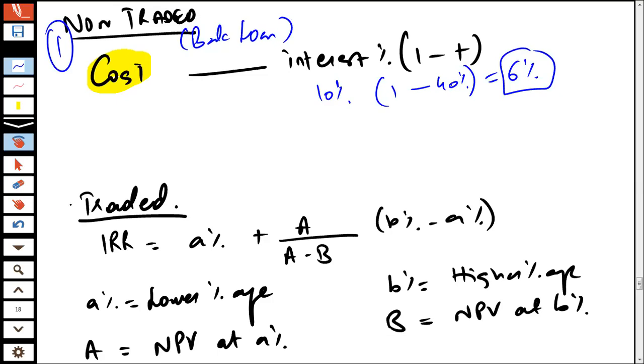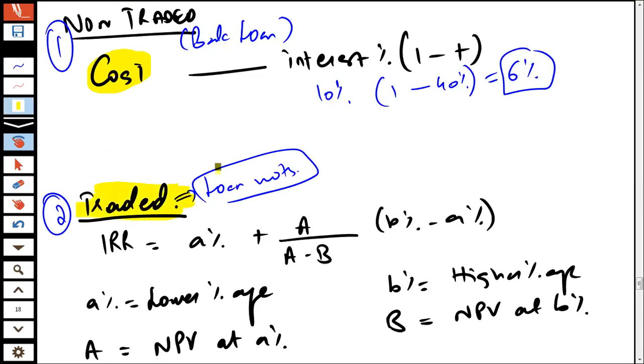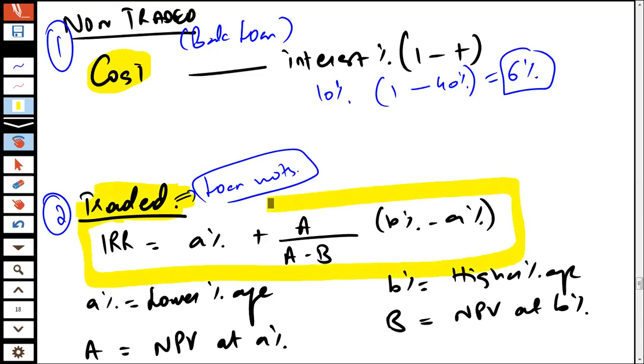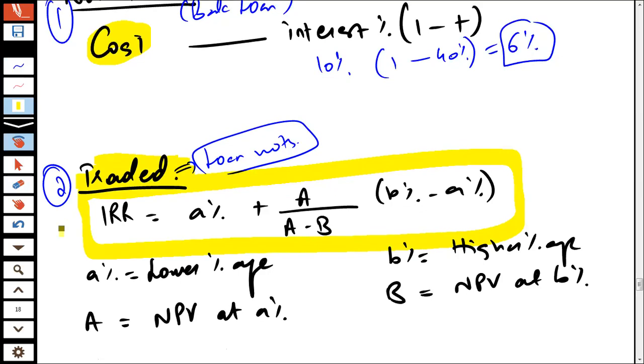Now similarly, the second type of debt that we come across is a traded debt. As I mentioned, if you have loan notes, don't talk about the convertible loan note right now, they are considered to be traded debts. How do we establish the cost of the traded debt? It is established using the IRR, which is A% plus capital A divided by A minus B into B% minus A%. We do know the formula of the IRR. So if you have a traded loan note, you calculate its cost using the IRR.